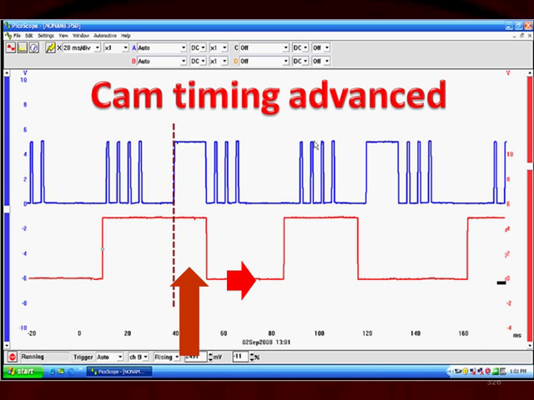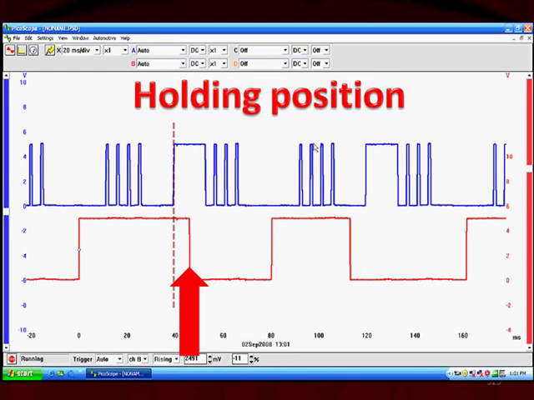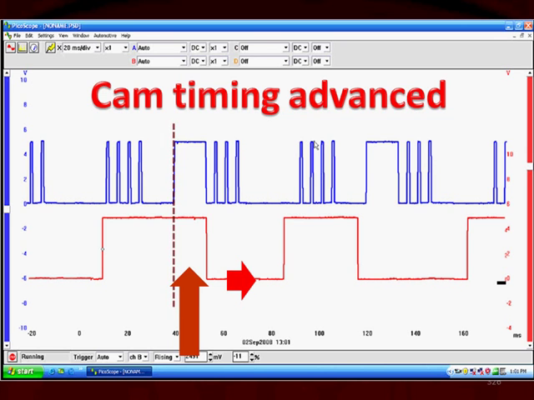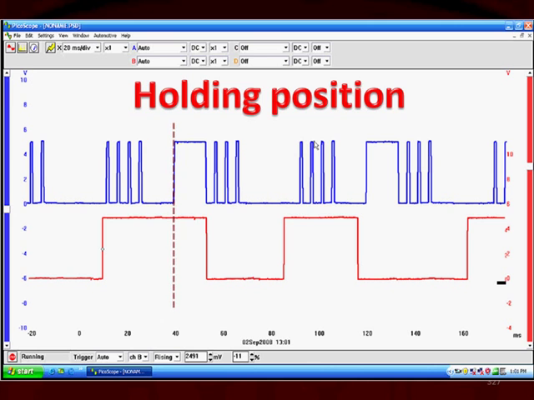I'm going to go back. When we look at it back here, there is the camshaft falling edge of the waveform. It's going to move as the computer commands advanced timing. Then of course it's going to be in a hold position. Now you're looking at a static waveform.